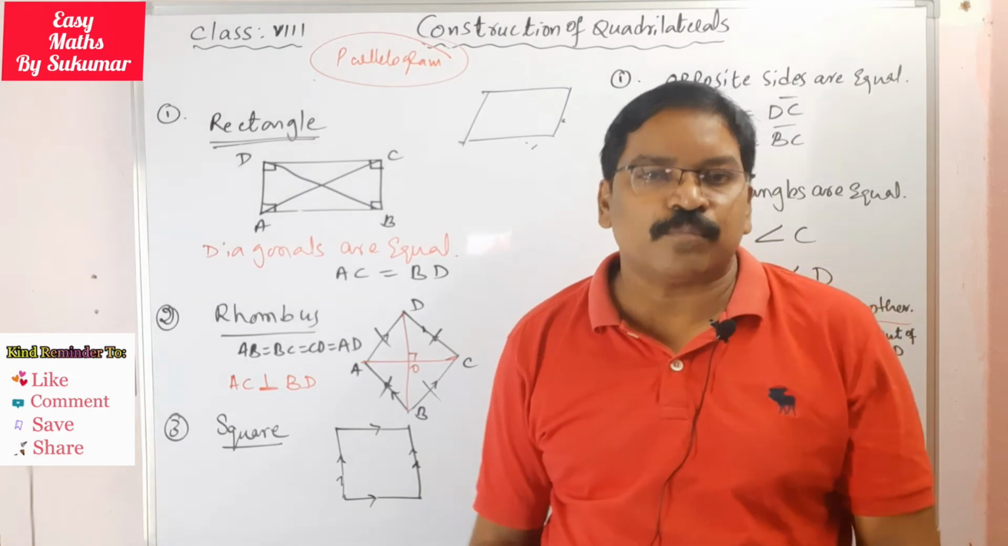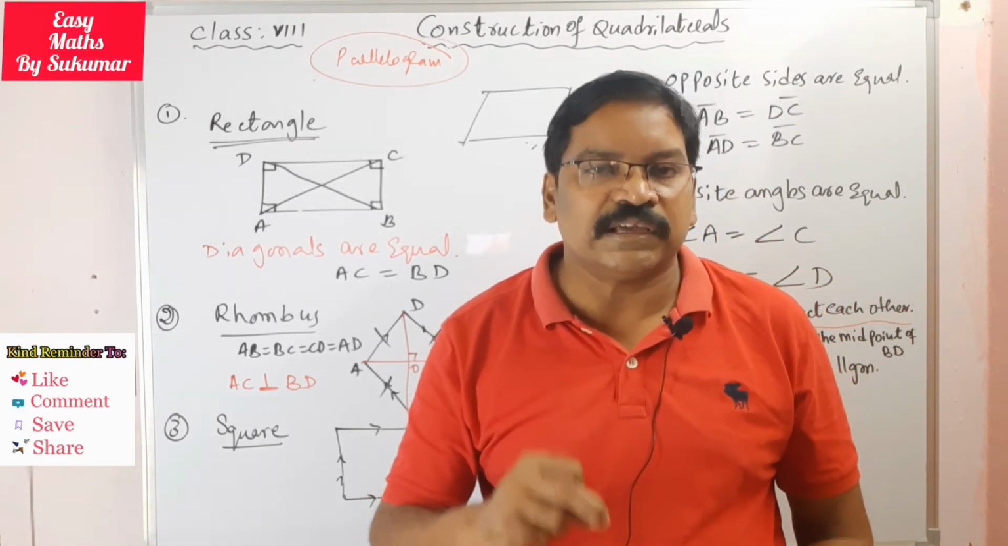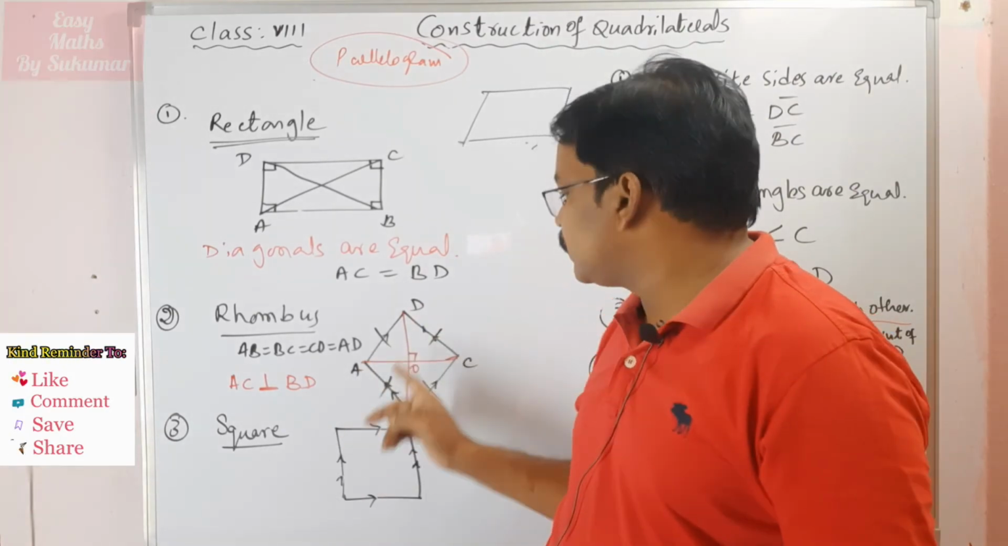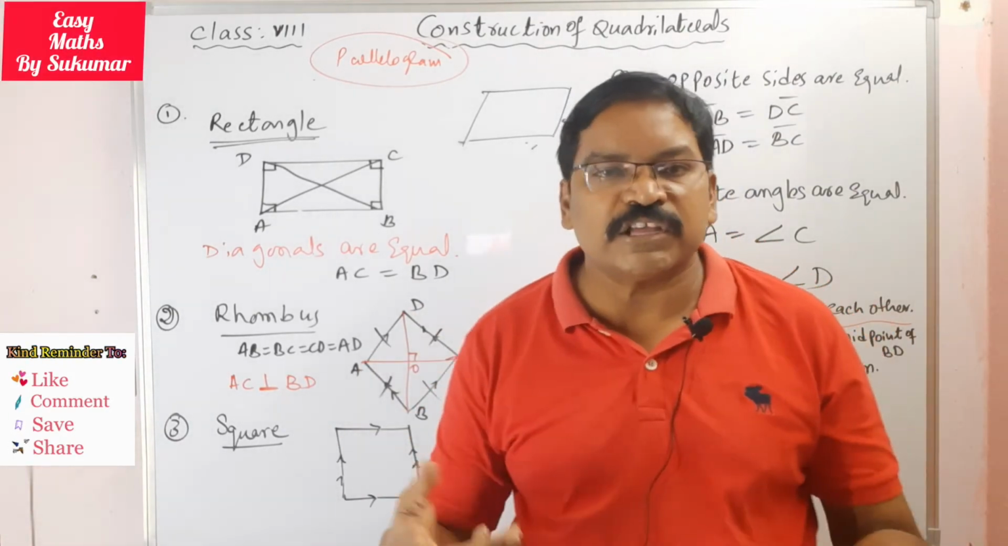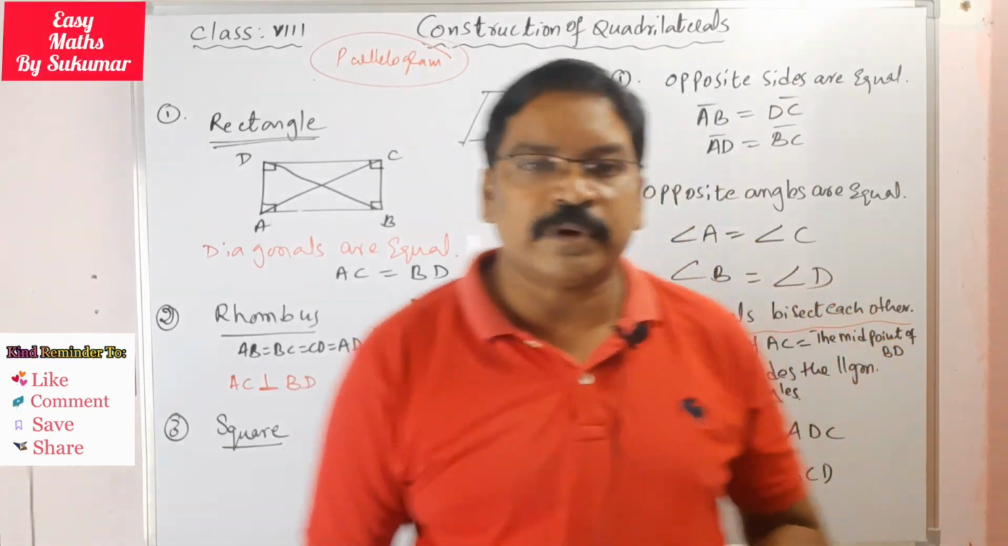What is the additional property of a rhombus? The diagonals bisect at right angles. That means these two diagonals are perpendicular to each other. So this is the special property of the rhombus.